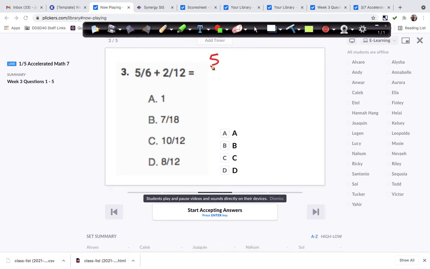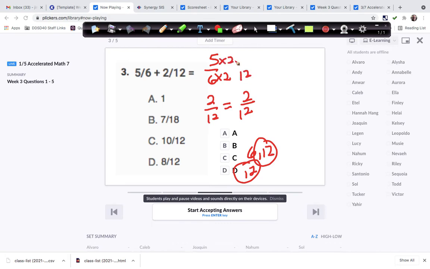So 5/6 plus 2/12. If I get my list going, 6, 12, and 12, it comes up, sometimes we don't even have to change one of them. It's just 2/12 is equal to 2/12. 6 times 2 is equal to 12. 5 times 2 is equal to 10. So 10 plus 2/12 is 12/12, and that's equal to 1.